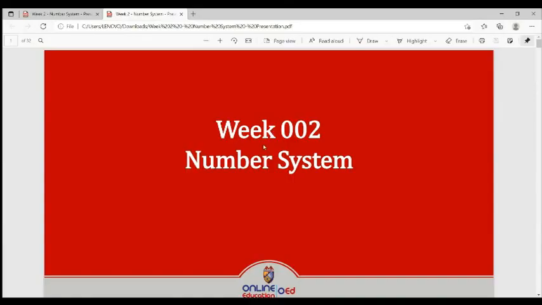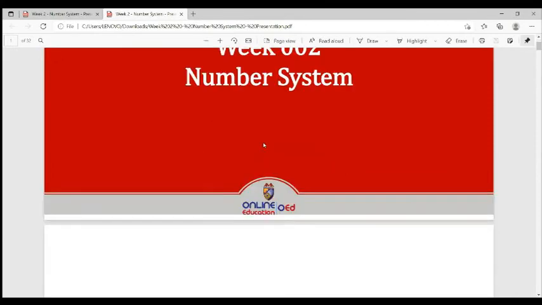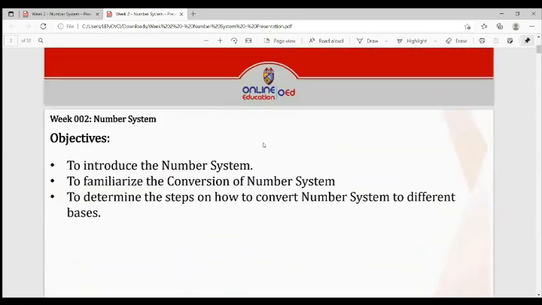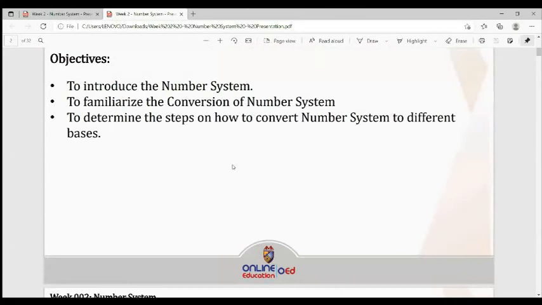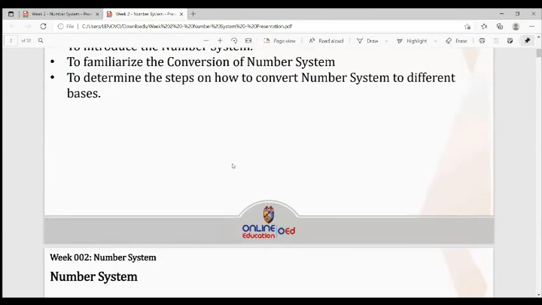Okay, so we will begin our discussion with the week 2 topic, which is the number system. At the end of the discussion, you students will be able to introduce the number system, the different number systems used, and familiarize yourselves with the conversion of those number systems. We have the base of 2, the base of 8, the base of 10, and also the base of 7, to determine the steps on how to convert the number system to different bases.